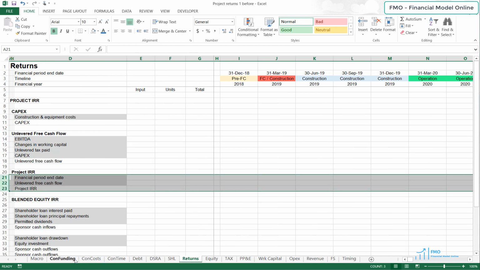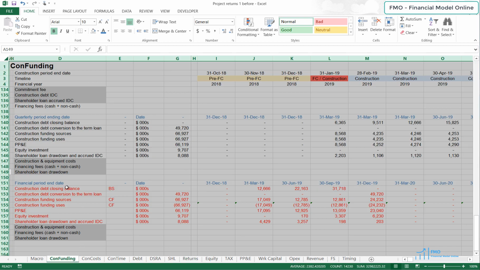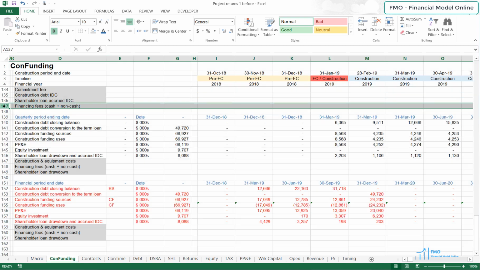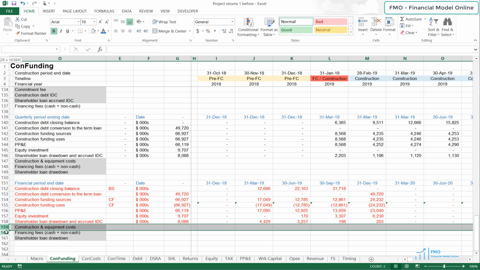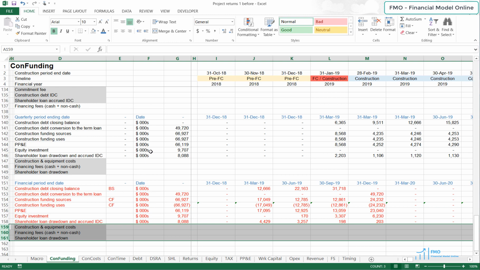There will be a number of items on the construction funding sheet that we have to calculate. First, we will model the financing fees, both cash and non-cash financing fees, and IDC. Then, we will export the construction costs, financing fees, and shareholder loan cash drawdown to the operation sheet.